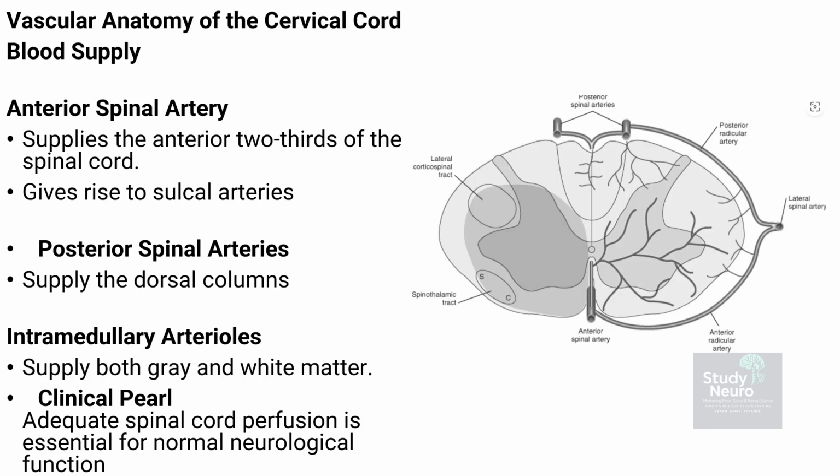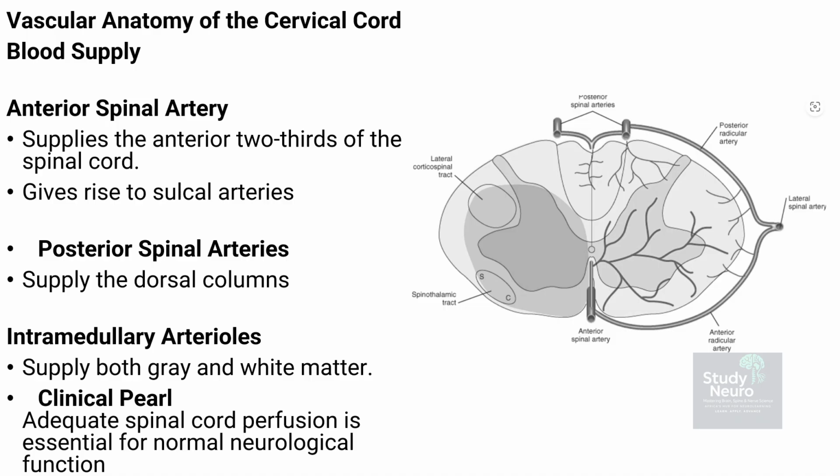The cervical spinal cord depends on a rich vascular network to maintain normal neurological function and support the high metabolic demands of its nerve cells. Blood supply is critical. The anterior spinal artery provides blood to the anterior two-thirds of the spinal cord through its sulcal branches, while the paired posterior spinal arteries supply the dorsal columns, and smaller intramedullary arterioles distribute blood throughout both the gray and white matter.